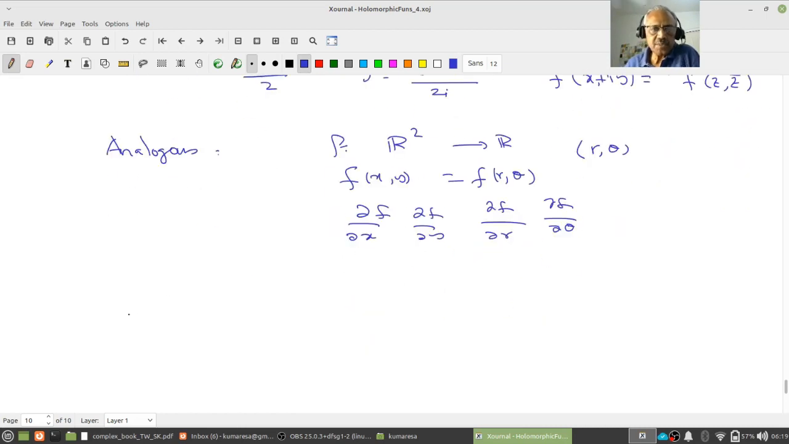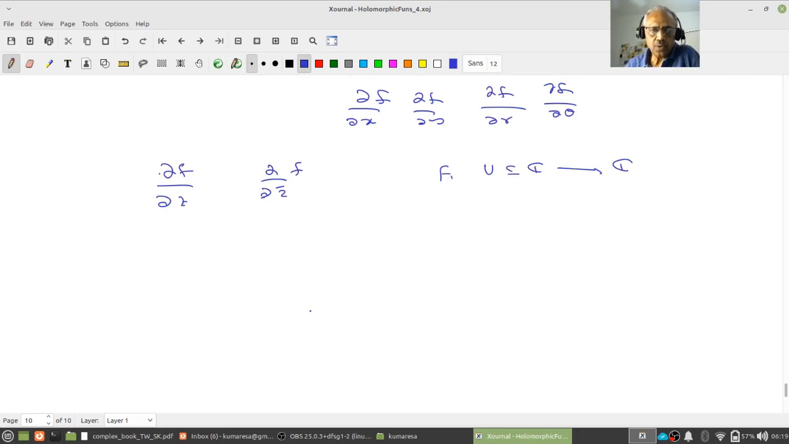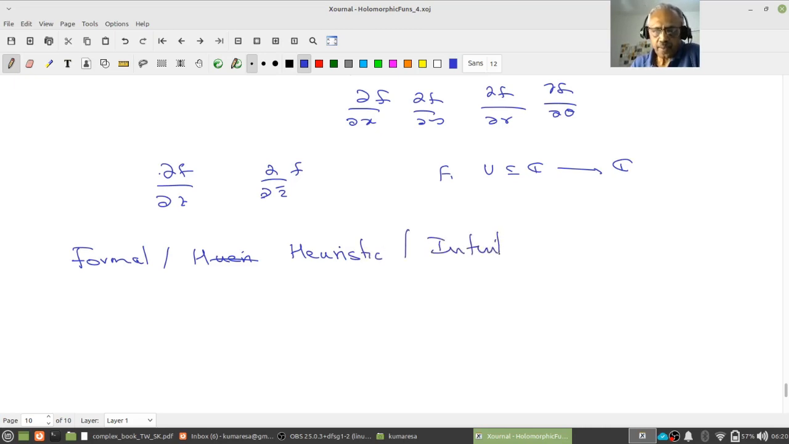So I can do something similar. Therefore, I can think of del by del z and del by del z bar of f, where f is a function from C to C. This is all formal. This is somewhat formal, heuristic, and intuitive way of looking. So if I want del f by del z bar, now I can use the chain rule.